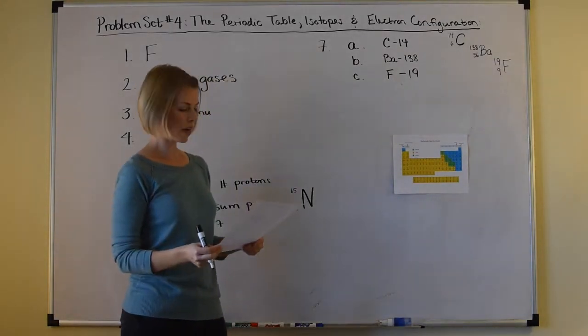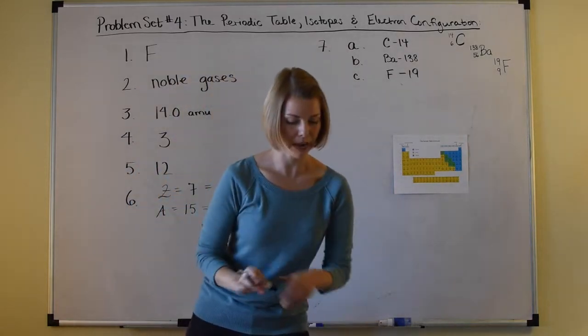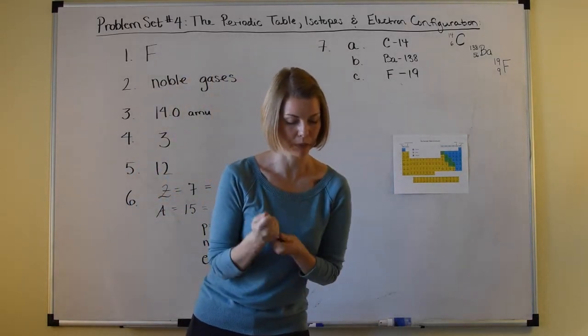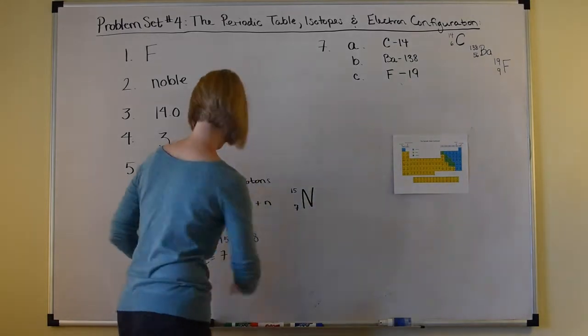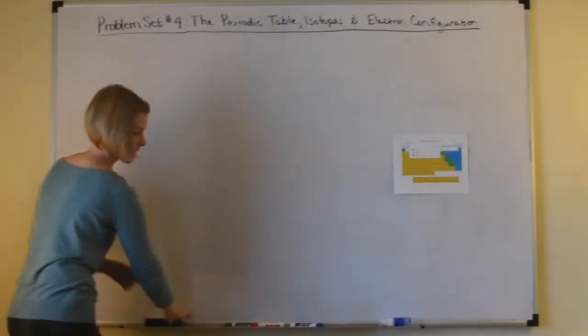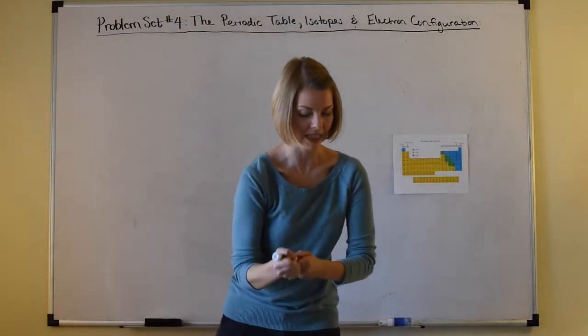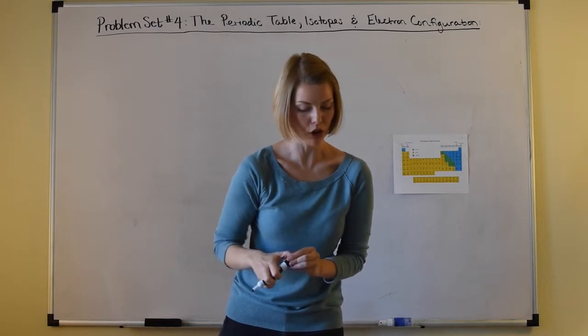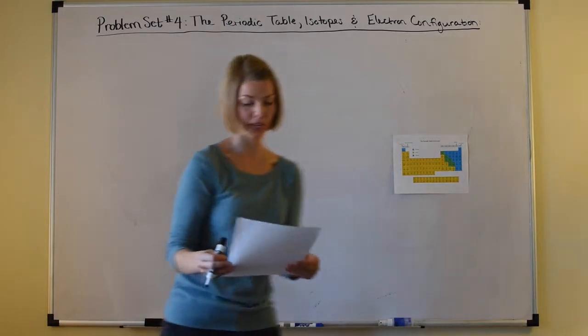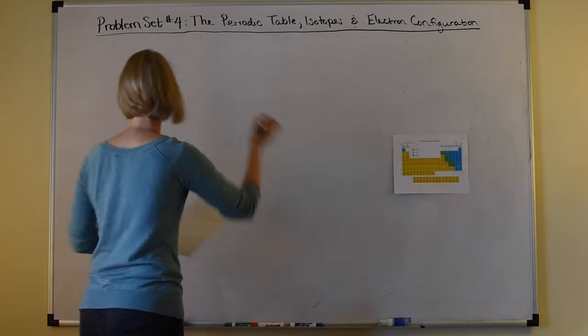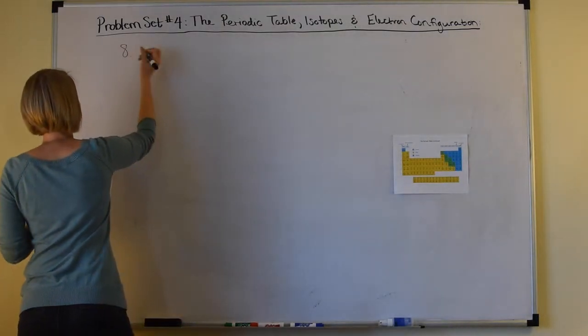All right, let's go ahead and erase all this before we go on to number 8, because boy, are we going to need some room to do number 8. All right, number 8. How many protons, neutrons, and electrons are in the following? And there's an A through G, so it's going to take a lot of room here.